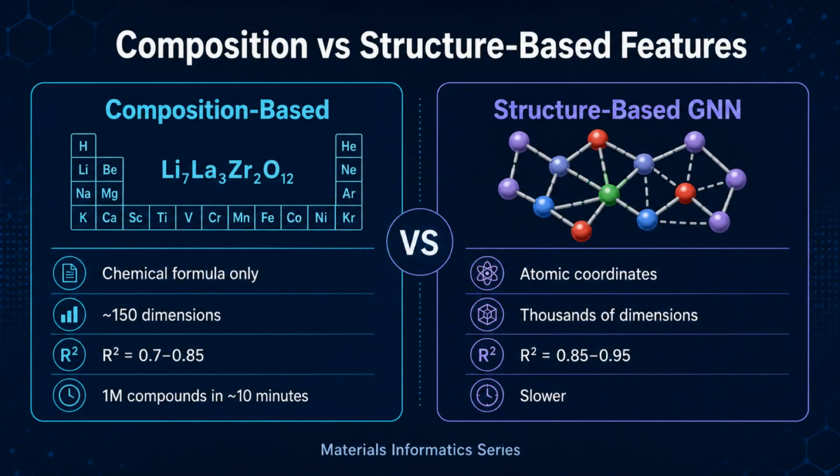There are 2 major approaches to describing materials. Composition-based requires only the chemical formula, produces around 150 dimensions, achieves good predictive performance, and can screen 1 million compounds in about 10 minutes. Structure-based methods like graph neural networks require atomic coordinates, produce thousands of dimensions, achieve higher accuracy, but are much slower. The choice depends on your application requirements.